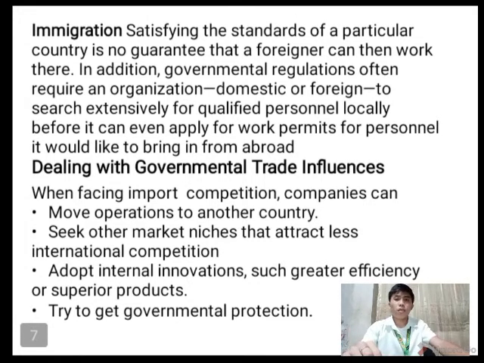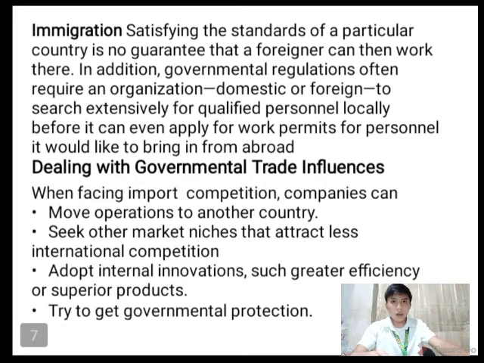Next, lastly, is dealing with governmental trade influences. When companies face possible losses because of import competition, they have several options, four of which stand out. One, move operations to another country. When facing import competition, companies can move abroad.